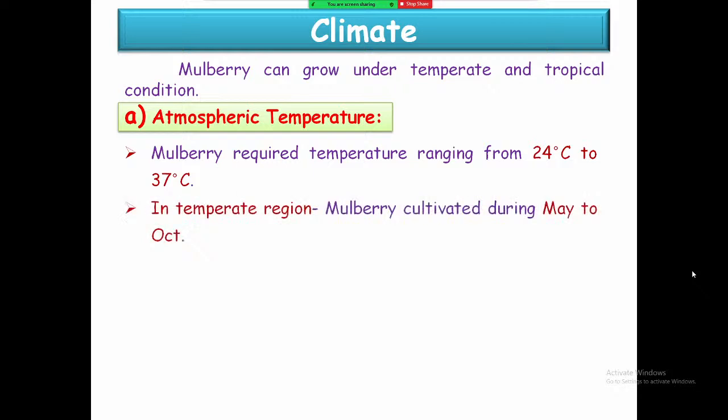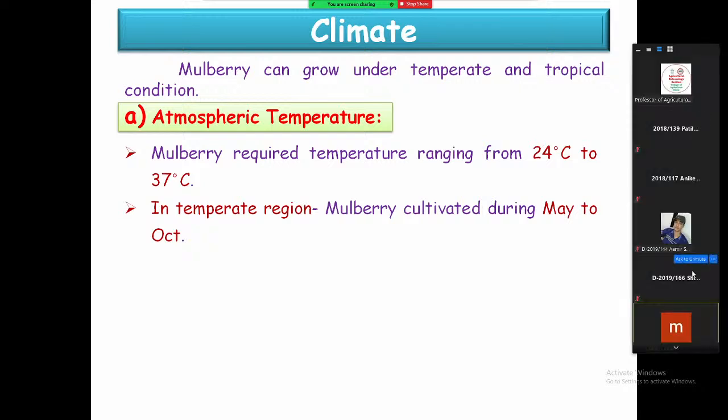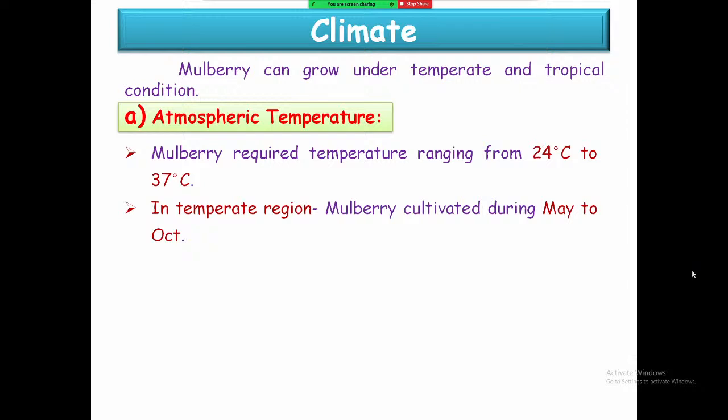Then in temperate regions, these mulberry plants are cultivated from May to October, in the months of May to October, and in tropical regions it can be grown throughout the year. Okay, so this is the temperature requirement for the mulberry plant.